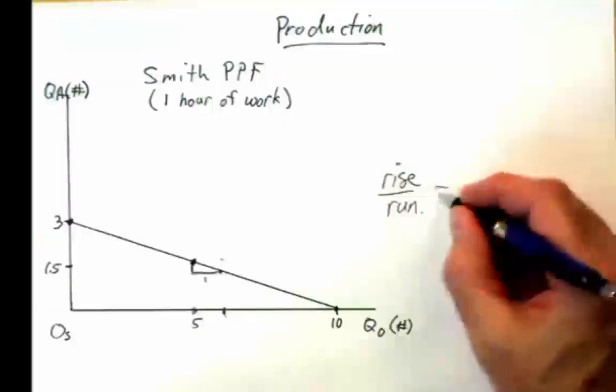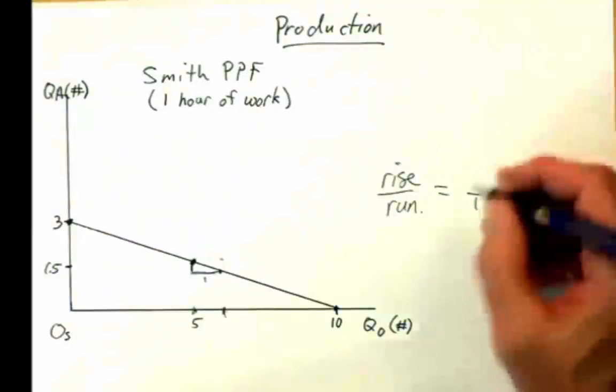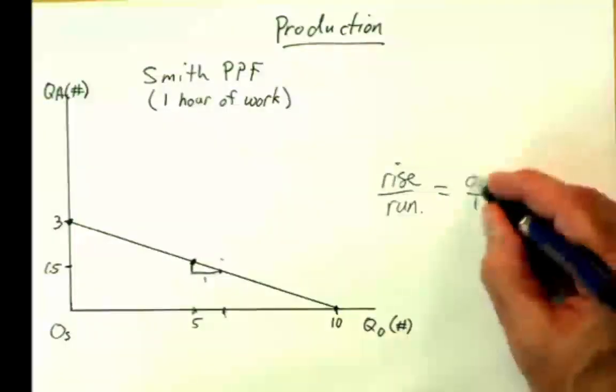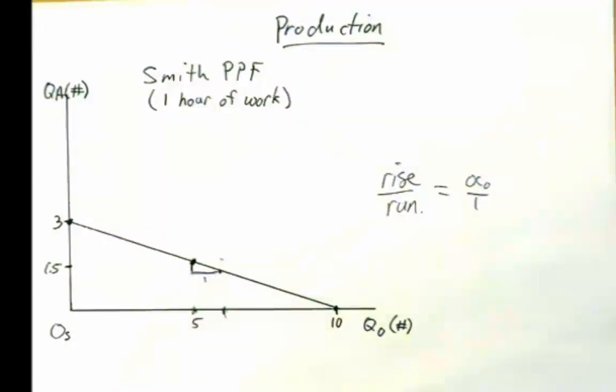Now, in this particular example, the run is one unit. So therefore, the rise has got to be the opportunity cost of oranges. It's how many apples have to be given up in order to produce one more orange. We've got to find the rise over the run. It's the slope of that line. Okay, so that's the first definition of opportunity cost.